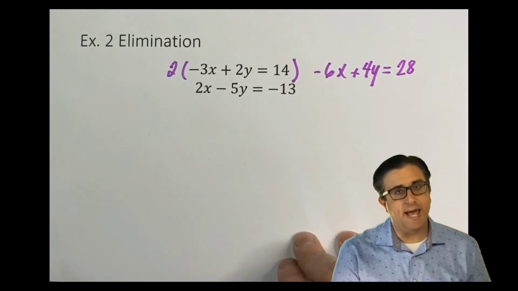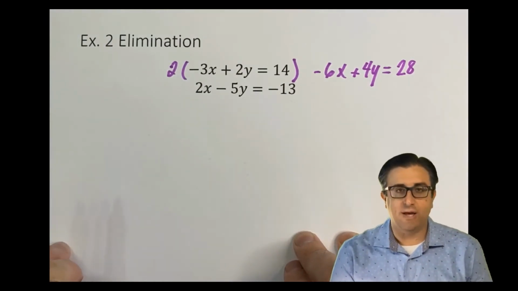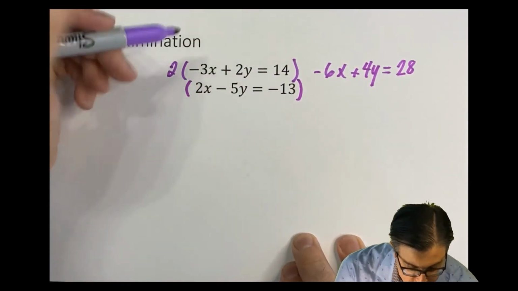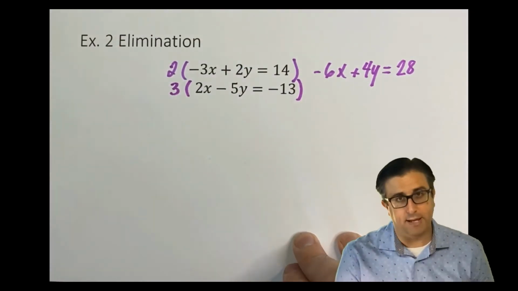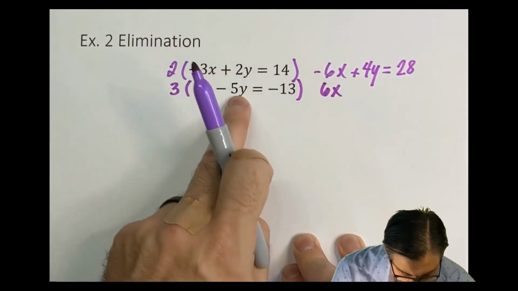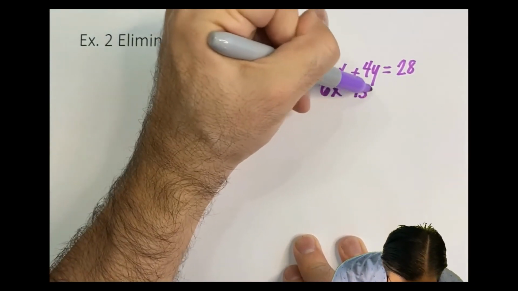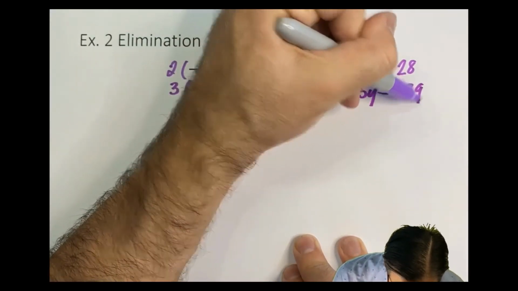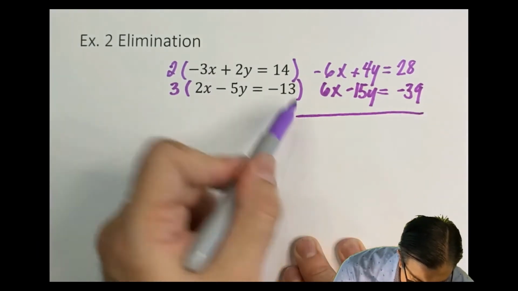Now, if I have a negative 6, I need to cancel that with a positive 6. So can I turn this 2 into a positive 6? I can by multiplying it by 3. 3 times 2x is 6x. 3 times negative 5 is negative 15y. And 3 times negative 13 is negative 39. I'm going to add these two equations up.